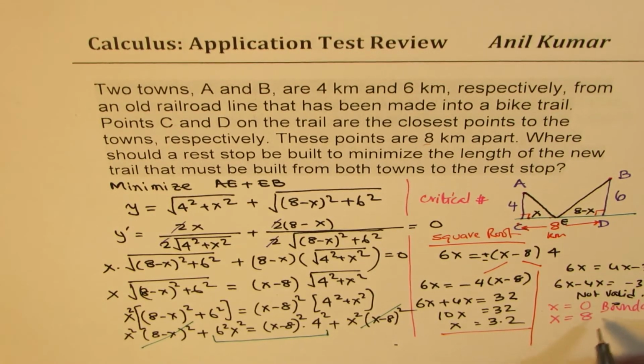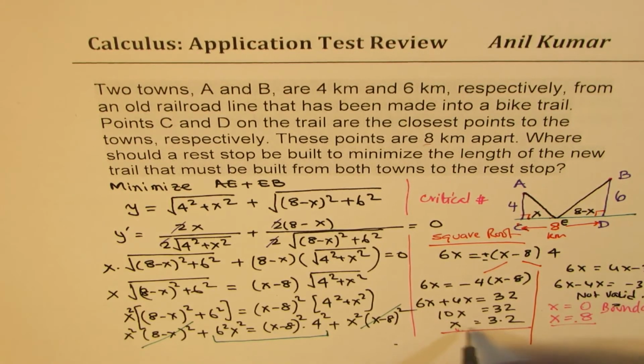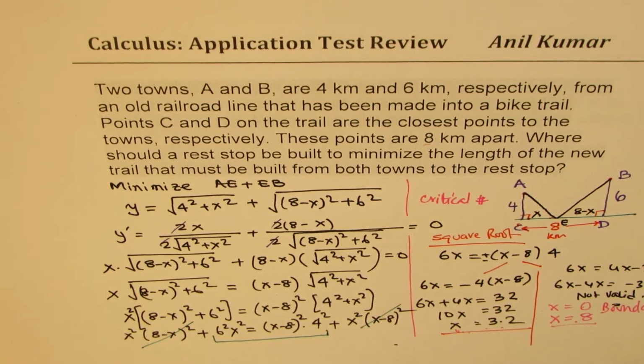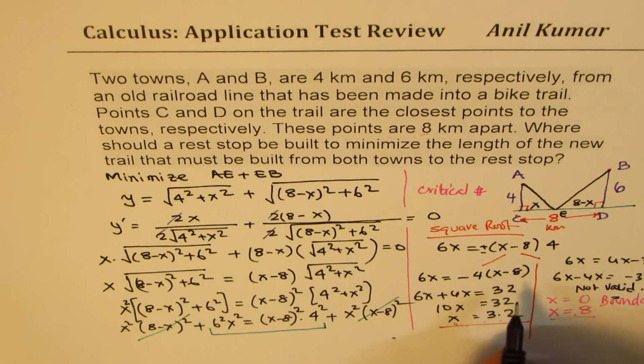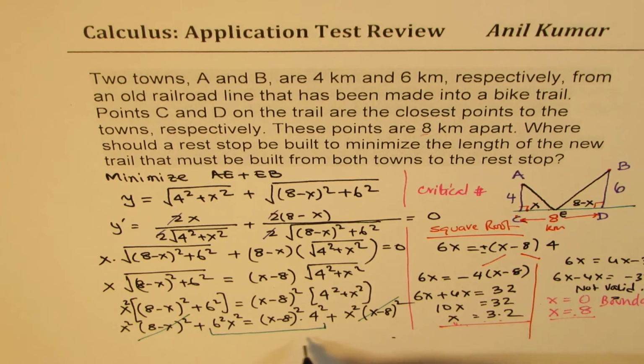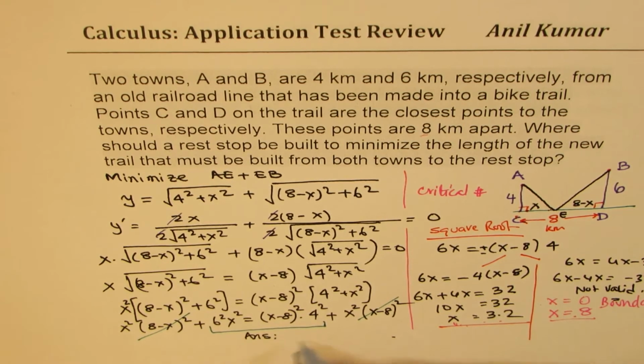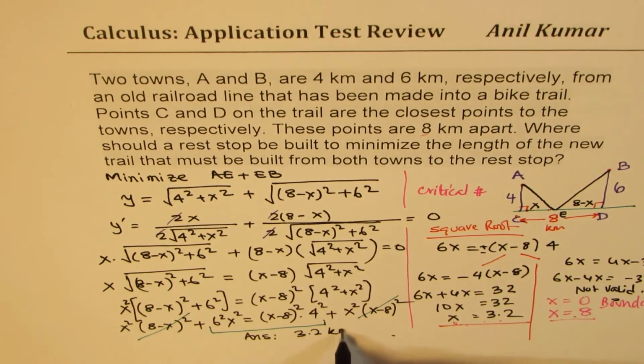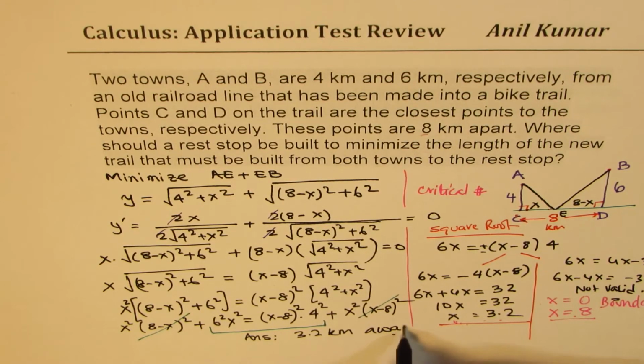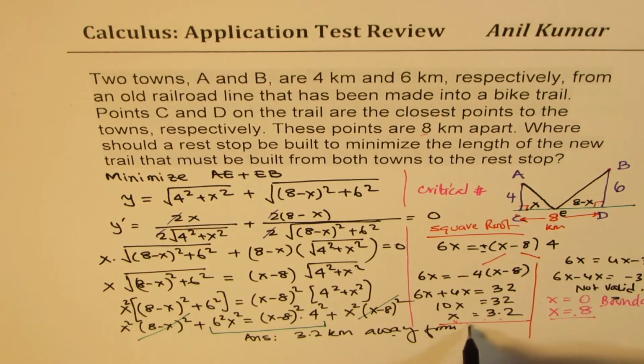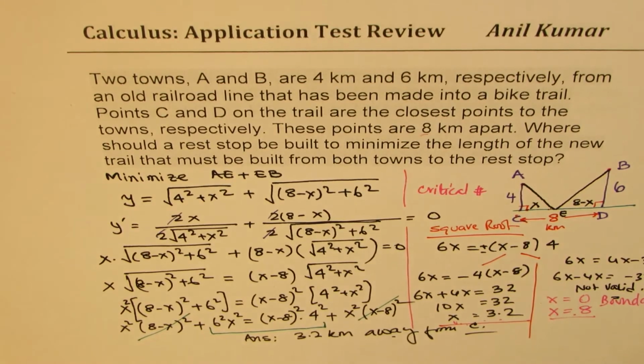You will find that this is more than the value calculated by x equals 3.2. And therefore, the answer is, it has to be 3.2 kilometers from C. Perfect. So we get our answer as it is 3.2 kilometers away from C. Perfect. So that is how you have to do.